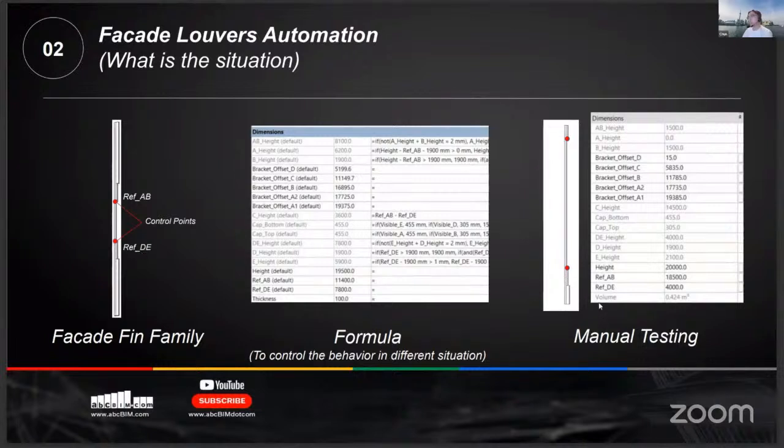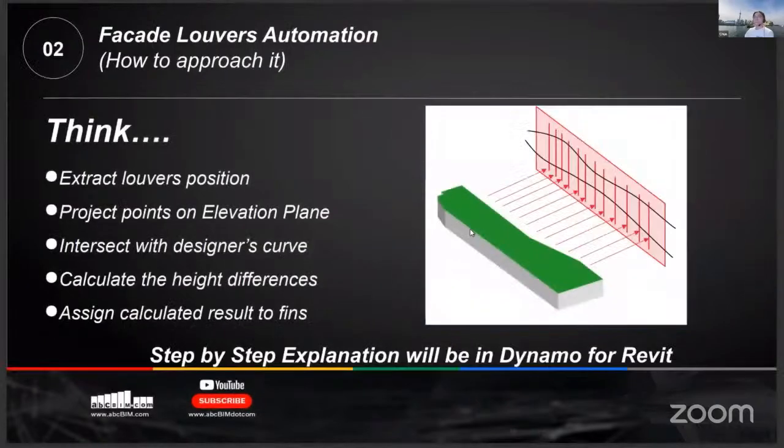So if I adjust the reference AB and DE, all the parts of the facade fins family will be changed according to this number. Like this is A, this is B, this is C, this is D, this is E. They have different lengths, which change according to the values of reference AB and DE. So if I move up, you can see this one becomes shorter, and move down, only this part becomes shorter, and this one won't change. Okay, so I've done some manual testing, and it was fine. Then I can put it into automation.